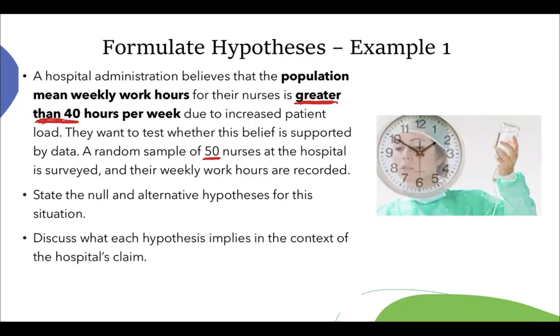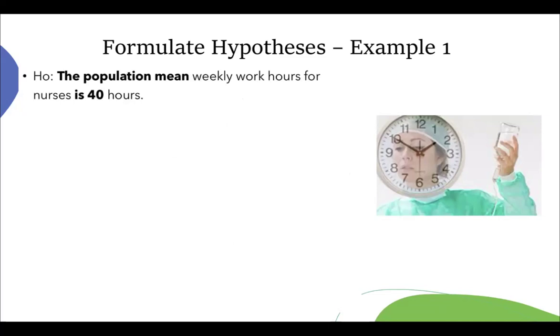Okay, so we're going to do that here, and we're going to discuss what each hypothesis implies in the context of the hospital's claim. So the hospital thinks that nurses are really working more than 40 hours a week because there's more patients. The null hypothesis in this case is going to state that the population mean weekly work hours for nurses is 40 hours a week. So our null hypothesis is always a statement that there is no change from the population mean, from the current established population mean.